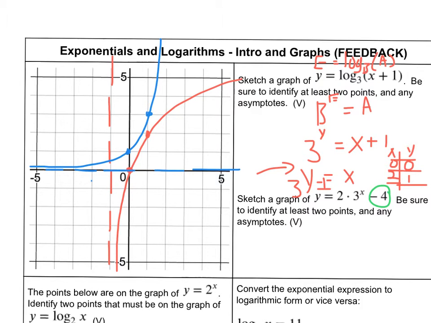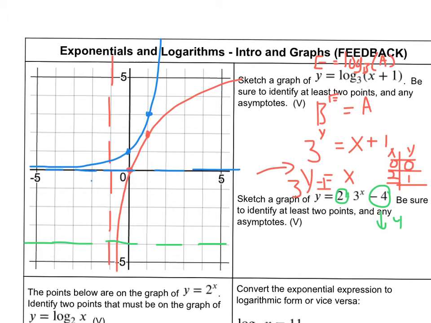The minus 4 here means everything is shifted down 4. And the 2 here means that we're going to have points that are twice as far apart from where they normally would be. This is always going to be based on the asymptote. So if we move the asymptote down 4, that would then be at y = -4.